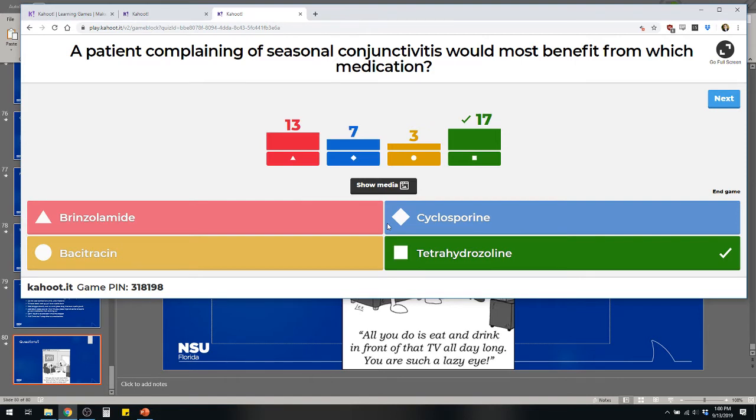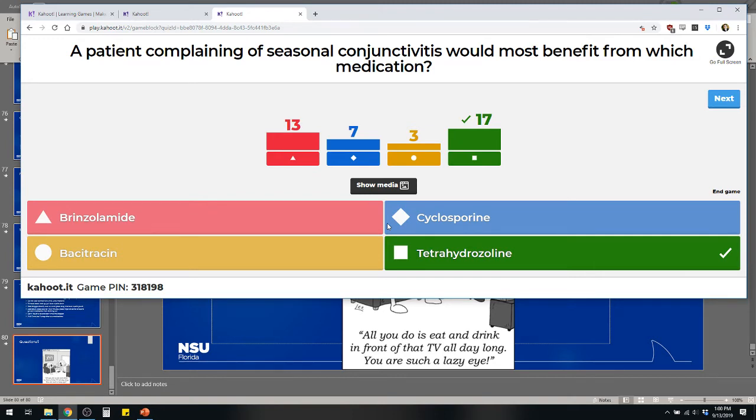Bacitracin, what would that be used for? For a bacterial conjunctivitis, you could use it for that, but if it's just seasonal allergies, you wouldn't want to use that necessarily, okay? And then tetrahydrozoline, how does that one work? Remember, it's a vasoconstrictor, right? That's how it deals with that conjunctivitis. By constricting the blood vessels, you deal with that swelling, the edema, the redness. So that's really the best thing it's going to be doing for that.